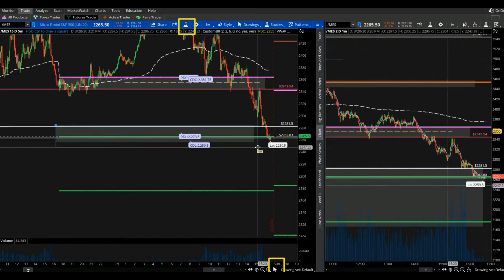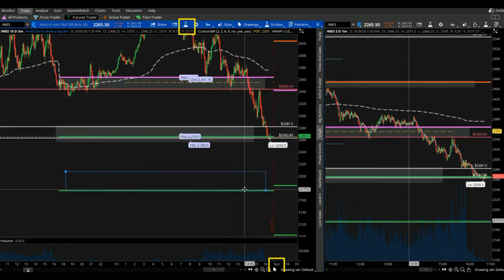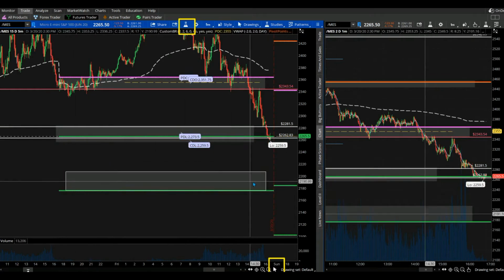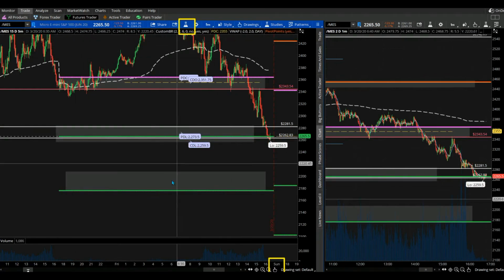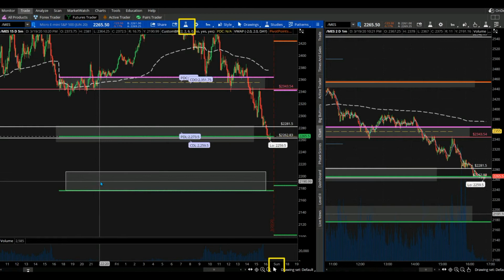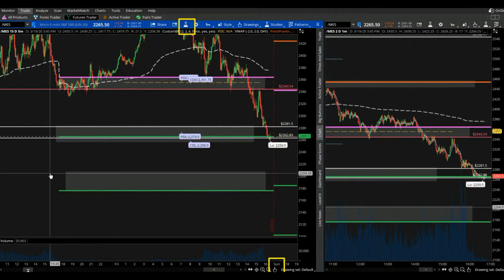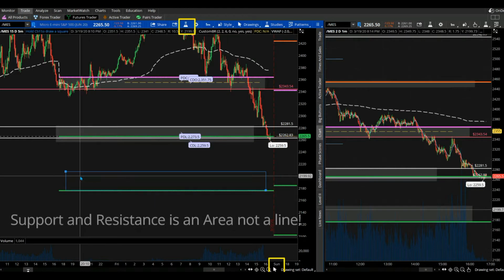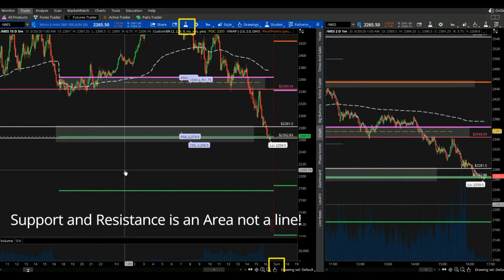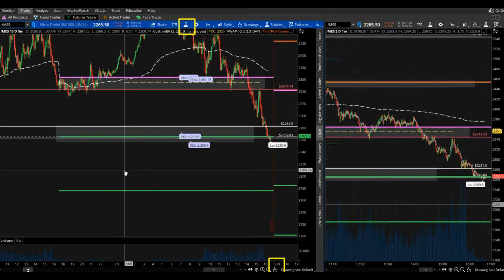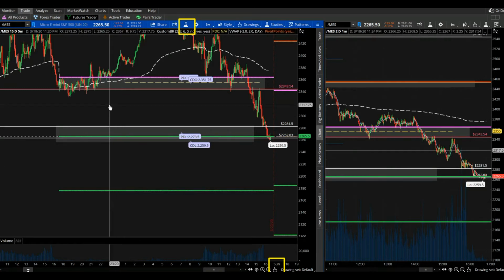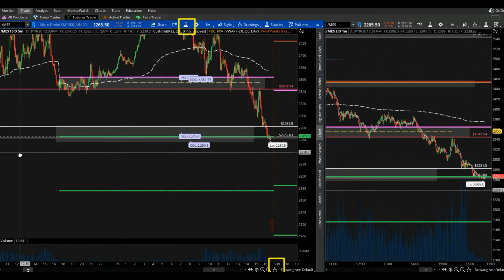So I already have one there, but if I wanted to, I can put this one here. Of course, I don't have a level down here because price was way up top. So there's really no reason to draw an area of support here. And if you don't know, support and resistance are areas, not lines. So it's a good idea to get into a habit of drawing an area. So I draw a box.